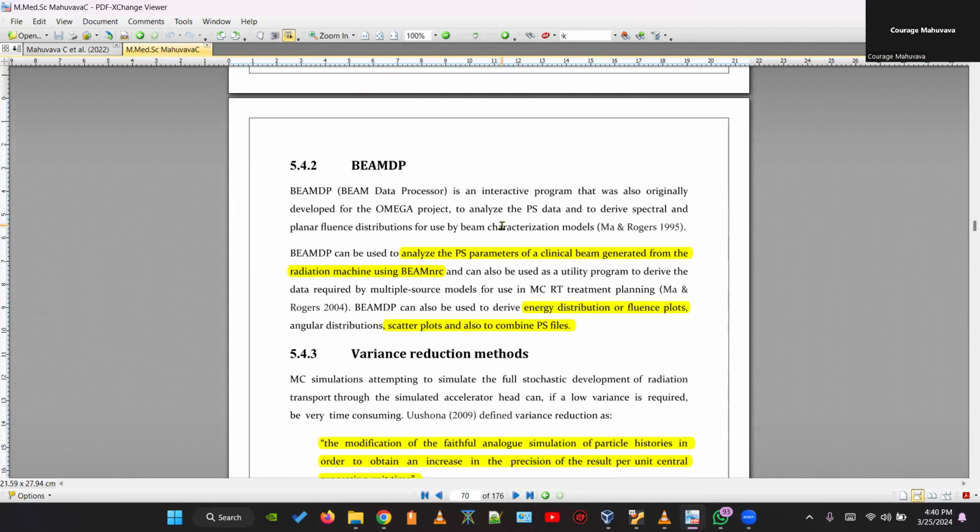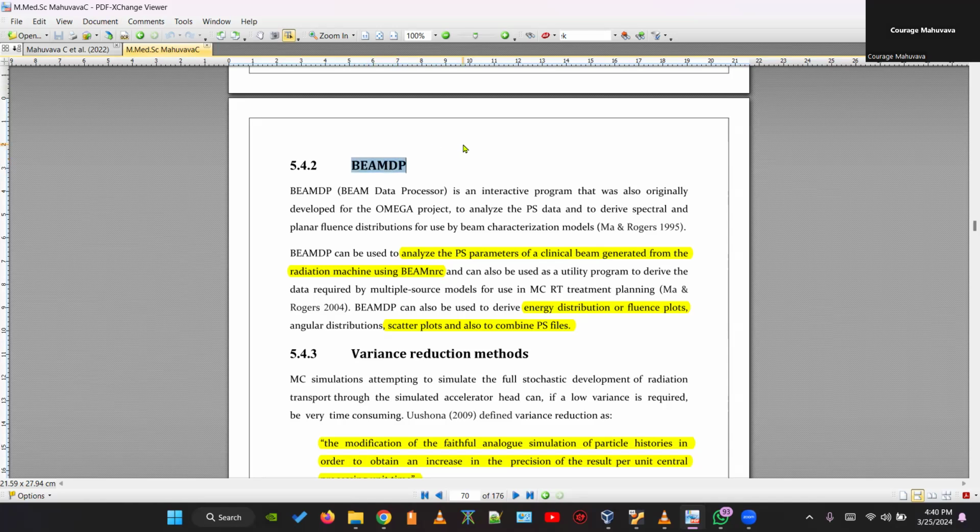Now let's talk about BeamDP. Now you have collected your phase space file at whatever location you want. Now you want to analyze that beam, right, or that phase space file. So sometimes you see me use those words interchangeably. When I say phase space file or just the phase space, I mean the radiation beam itself. All right, so you can use BeamDP to analyze the beam.